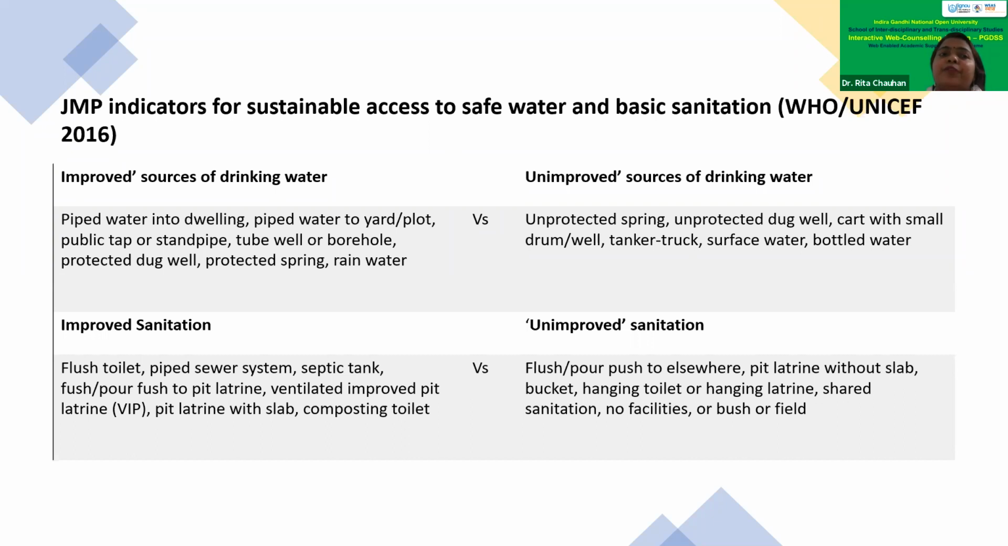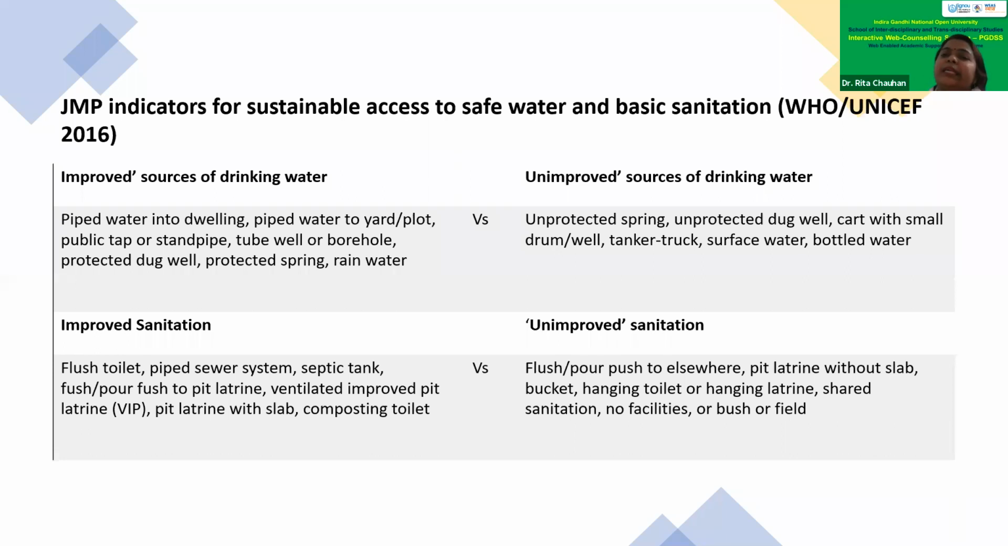For example, we have piped water into a dwelling, piped water to a yard or plot, a public tap or standpipe, tube well, bore well, protected dug well, protected spring, or proper management of rainwater. Only then can we have improved sources of drinking water. So our drinking water should be properly piped and protected from all conditions so that it maintains good quality for drinking purposes.